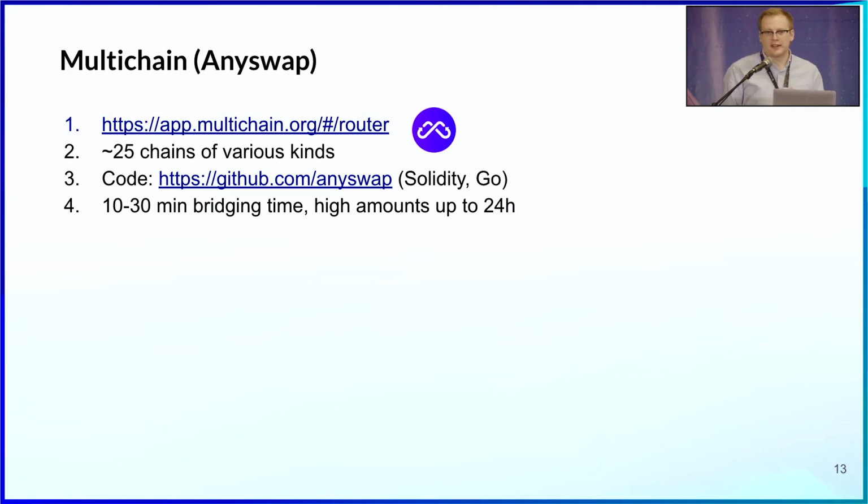So let's take a look at another one, just to compare, because the idea is to compare them and see how they're different. The next one we're going to take a look at, for no particular reason, is Multichain, formerly known as Anyswap. Multichain supports a bunch of chains, not just Polygon and Ethereum. It supports 25 different chains of various kinds.